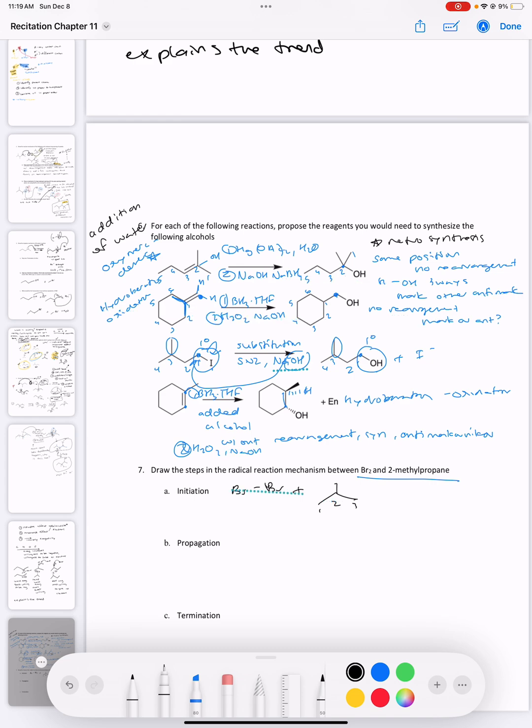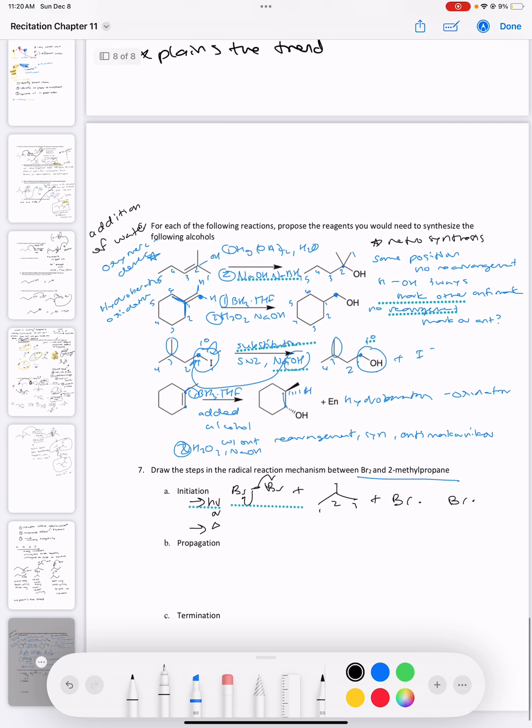So the first step, the initiation step, we would need heat or light. I put them backwards. This one's light, H nu, this one's heat. And then that would break apart this Br2, and you would get 2 radical bromines. So that's the initiation step. Initiation takes no radicals and turns them into radicals.